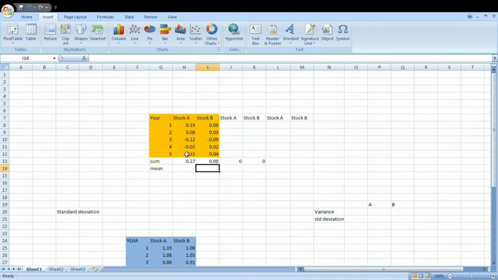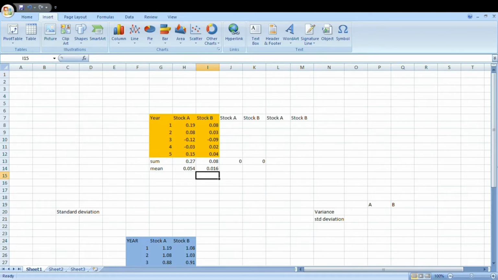Now after getting the sum of stock A and B, we can easily calculate the mean of stock A and stock B. To find the mean, we simply press the equal sign, then select the sum of stock A and divide by the total number of years, which is 5, and then enter. As you see, we get the mean value of stock A, which is 0.054. Now for stock B, equal sign, select the sum value of stock B divided by the total number, which is 5, press enter. As you see, we get the mean value of stock B, which is 0.016.